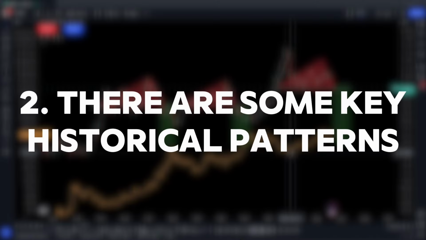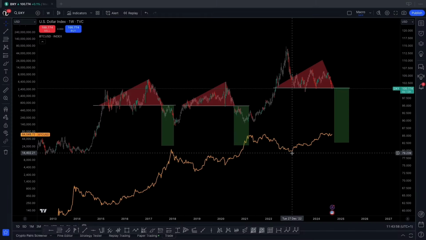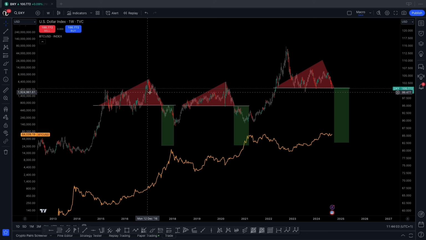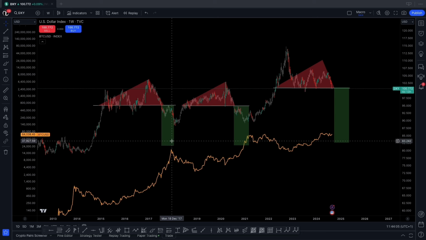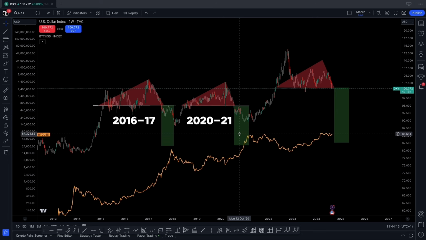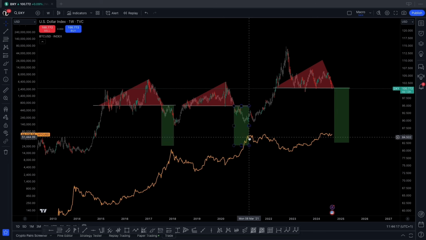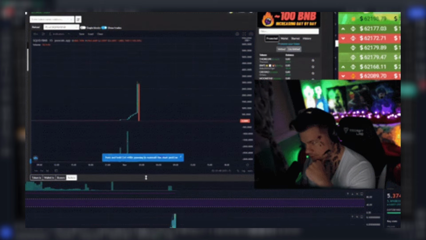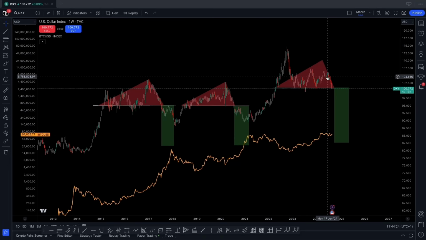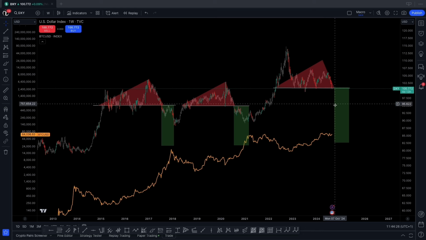Secondly, there are some key historical patterns worth noting here. We can see two significant periods highlighted here in red where the DXY formed a topping pattern and subsequently broke down. Once support was broken, we saw a major Bitcoin rally. These periods appear around 2016 to 2017 and 2020 to 2021. Now, based on the assumption that past performance is indicative of future results, the current DXY topping formation could suggest an upcoming Bitcoin rally, assuming the DXY breaks support here.